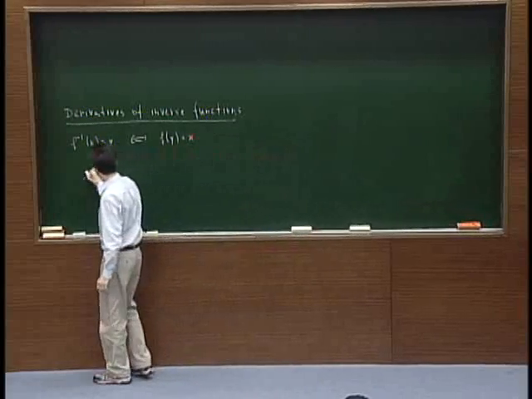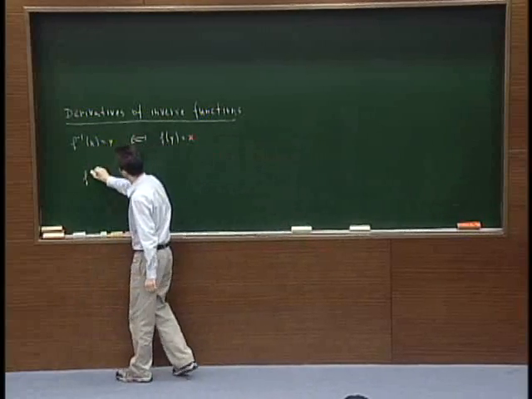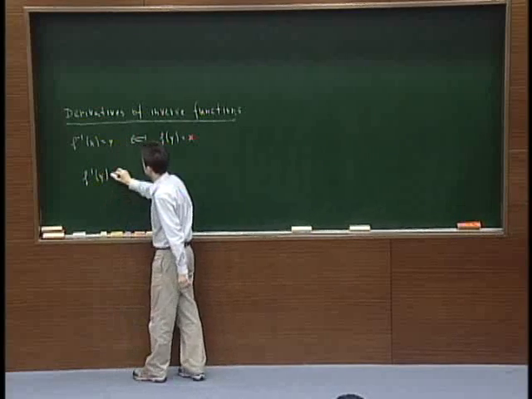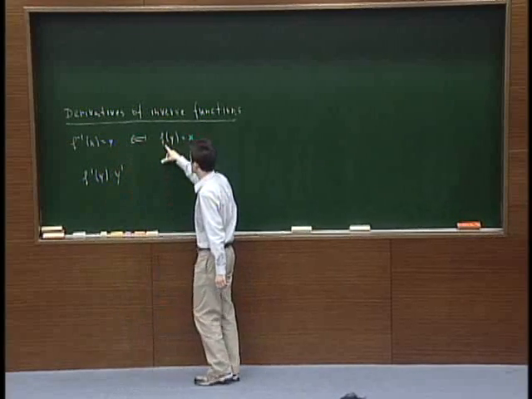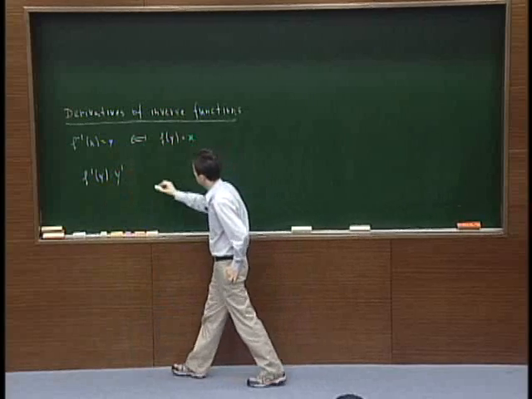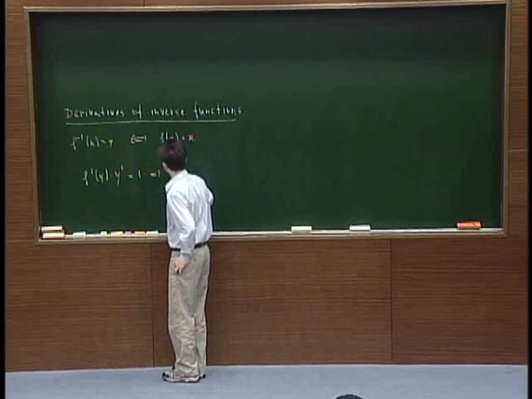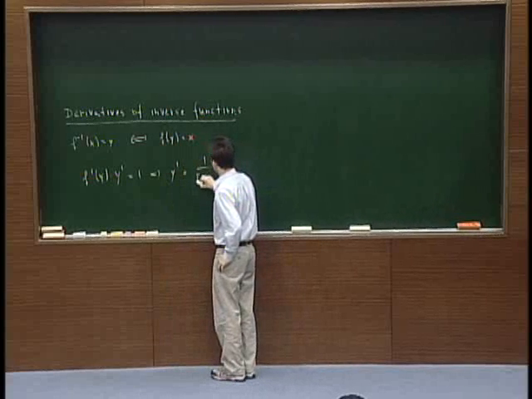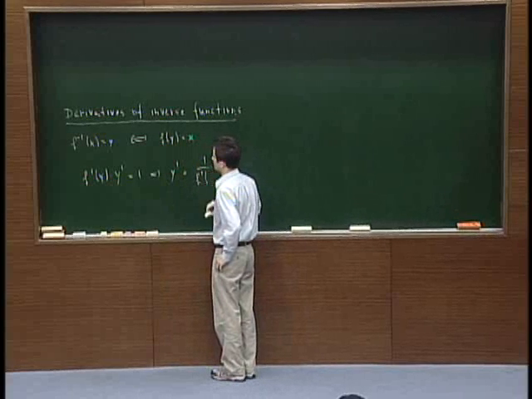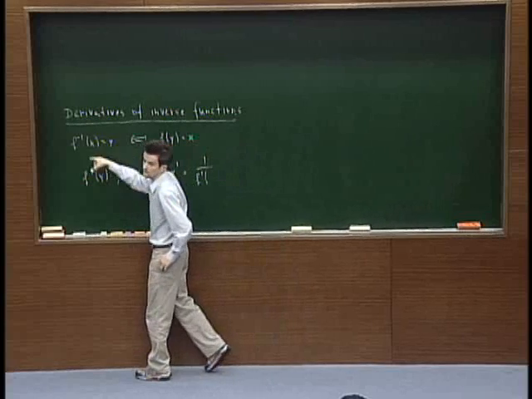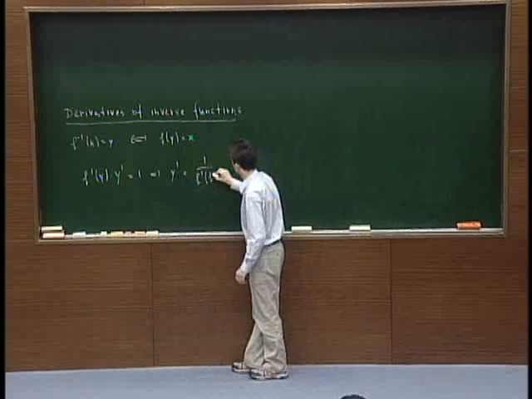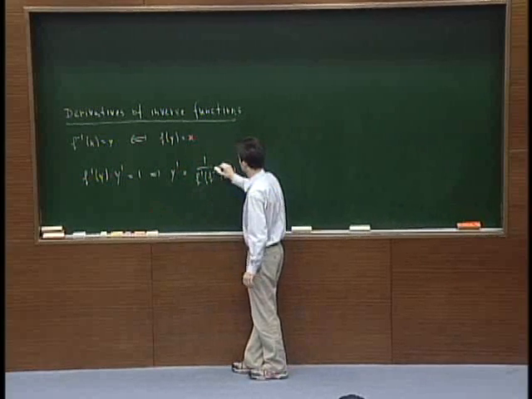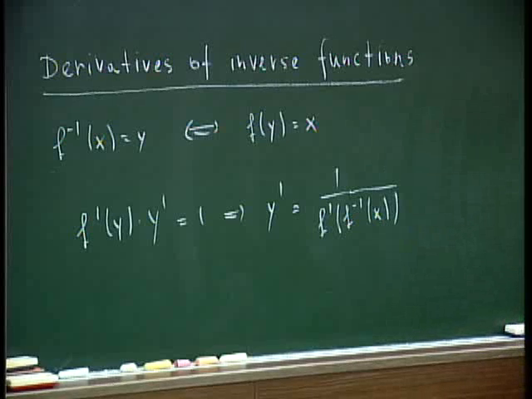And then we use the method of implicit differentiation. So the derivative on the left-hand side is, by the chain rule, the derivative of the outer function times the inner derivative, equal to 1. And then we solve for the derivative. So the derivative is 1 over f prime, the derivative of the original function. And now we plug for y again the inverse function into the argument. So that's what we get for the derivative of the inverse function.